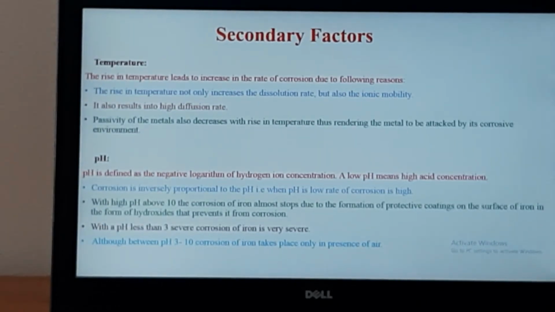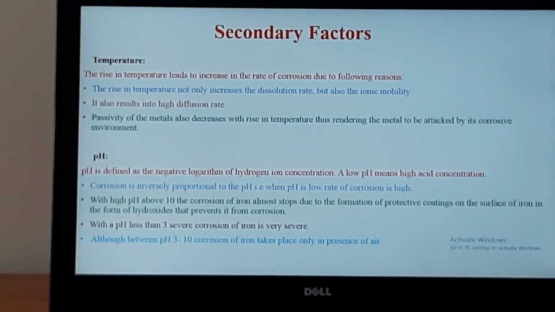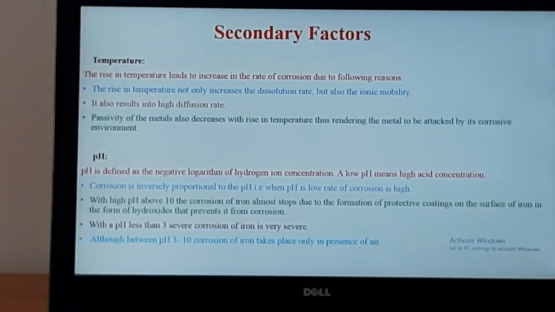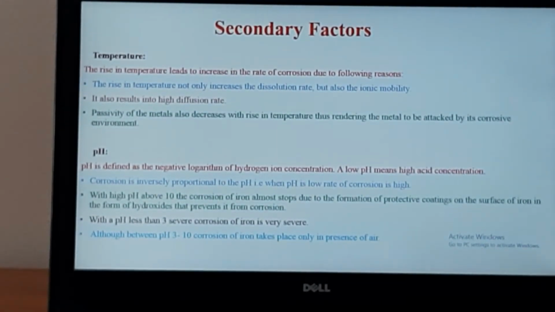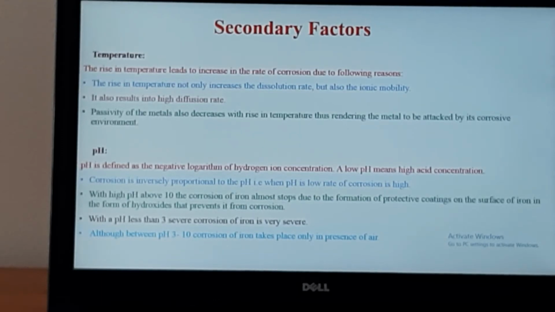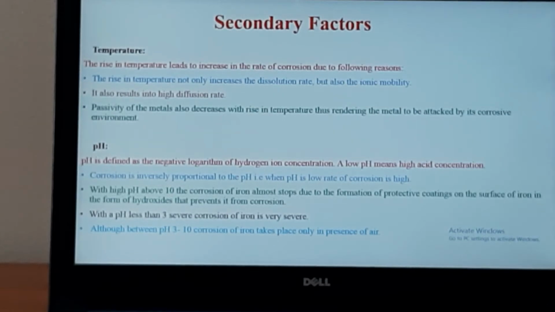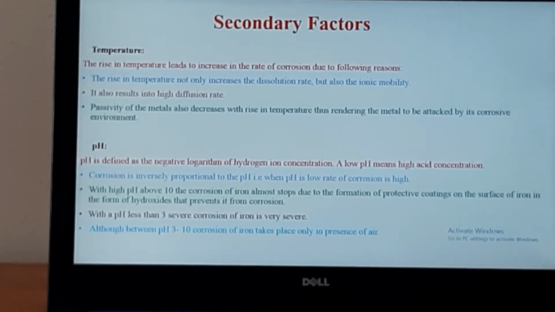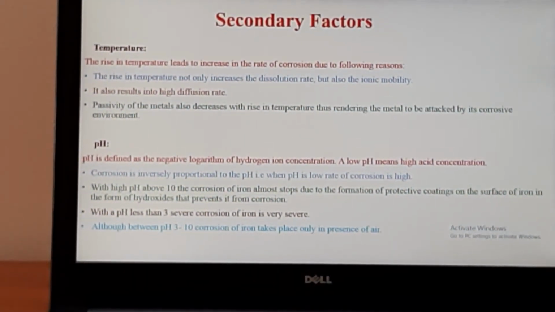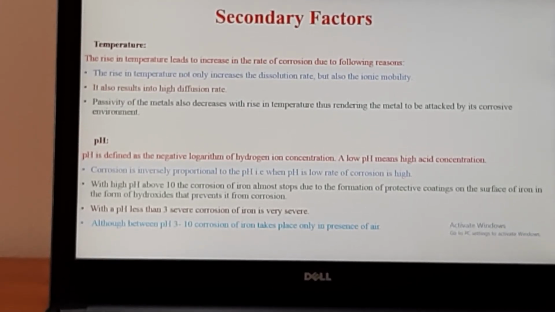Coming to the secondary factors, which include temperature and pH. Temperature, we have already discussed, plays an important role because at high temperatures, the hydrogen overvoltage is very low, leading to intense corrosion. The dissolution of metal is fast. The mobility of ions is very fast. So, temperature is very important, and if it is low, then the corrosion can be minimized.